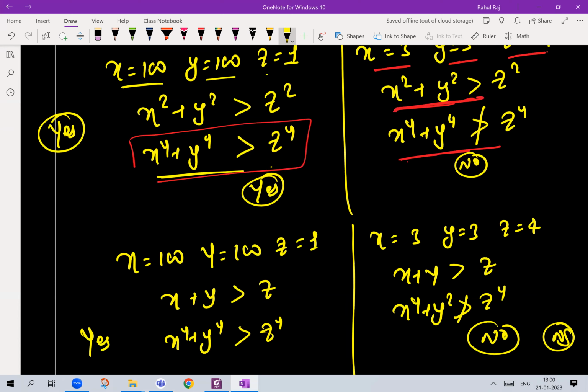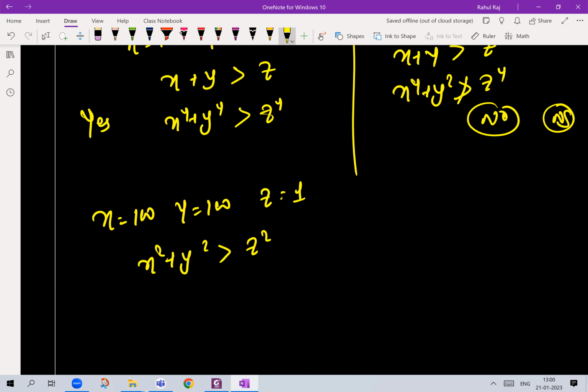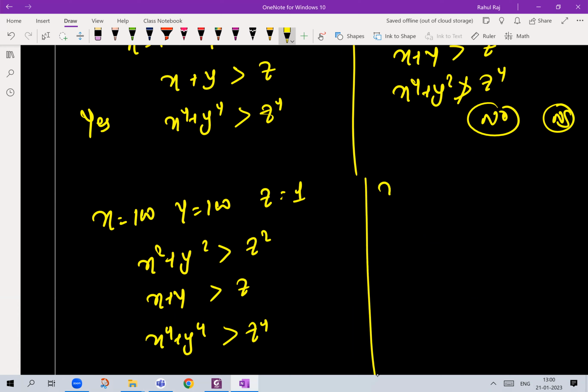Simple. Now, because we have taken the same numbers, while combining, what exactly can I do? I take x is equal to 100, y is equal to 100, z is equal to 1. Now for these values, my statement number 1 suffices, that is x square plus y square greater than z square. My statement number 2 suffices, x plus y greater than z. Does my actual question suffice? x4 plus y4 is greater than z4. Now imagine if I take the values again, x is equal to 3, y is equal to 3, z is equal to 4. Statement number 1 suffices because you cannot take a value which goes beyond the scope of the statement.